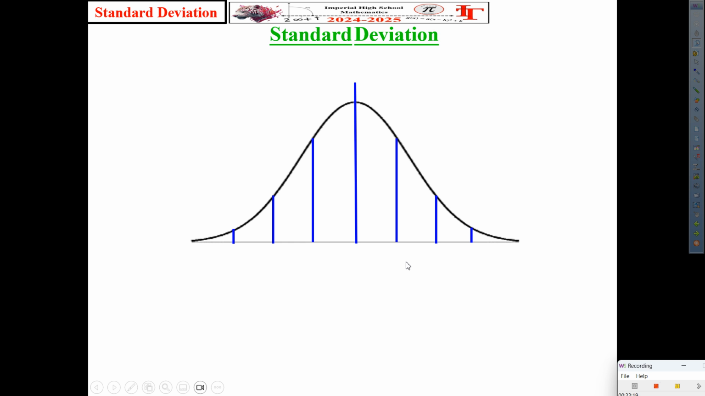And last but not least, tell your neighbor what each of those lines represent. Talk to your neighbor. What does each of those lines represent on that normal curve? Start labeling that on your screen. What does each of those lines represent?